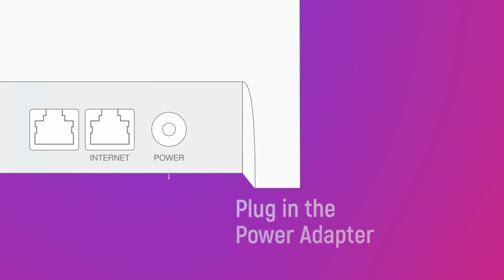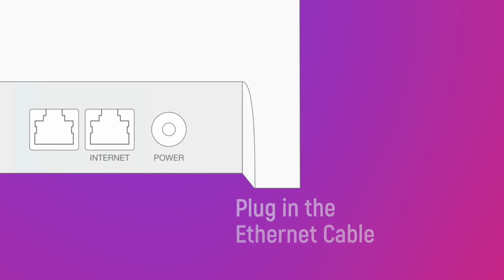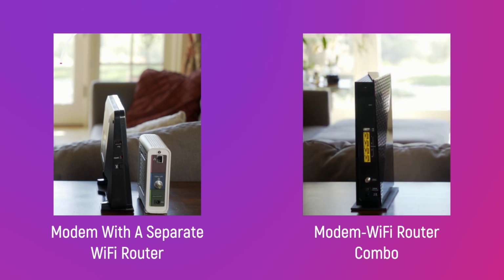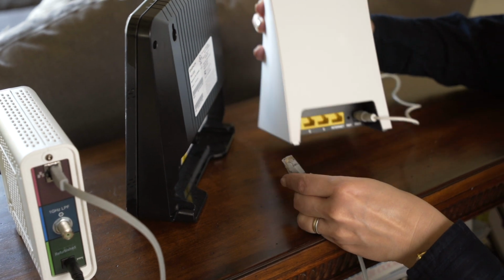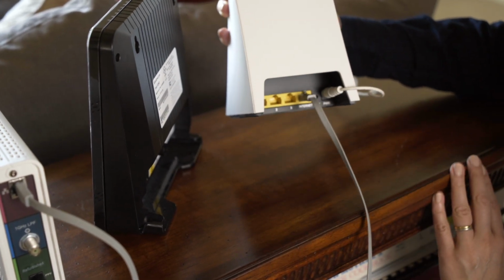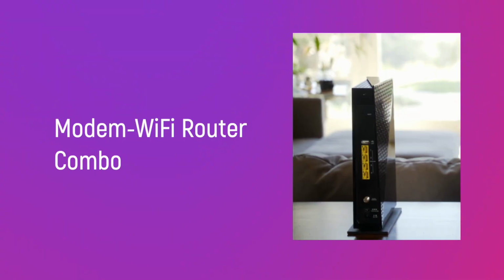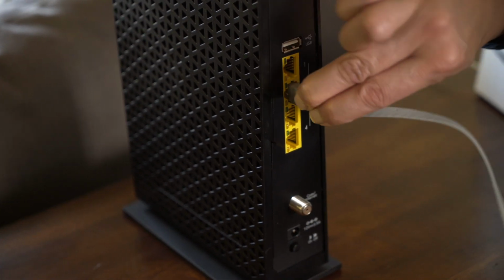Also, plug the Ethernet cable into the back of the Gryphon in the port marked Internet. You will have one of two setups, a modem with a separate Wi-Fi router or a modem Wi-Fi combo. If you have a modem with a separate Wi-Fi router, unplug the Ethernet cable from your old router and plug it into the Internet port of your Gryphon. If you have a modem Wi-Fi combo, use the provided Ethernet cable and plug in to any of the LAN ports at the back of your modem Wi-Fi combo.